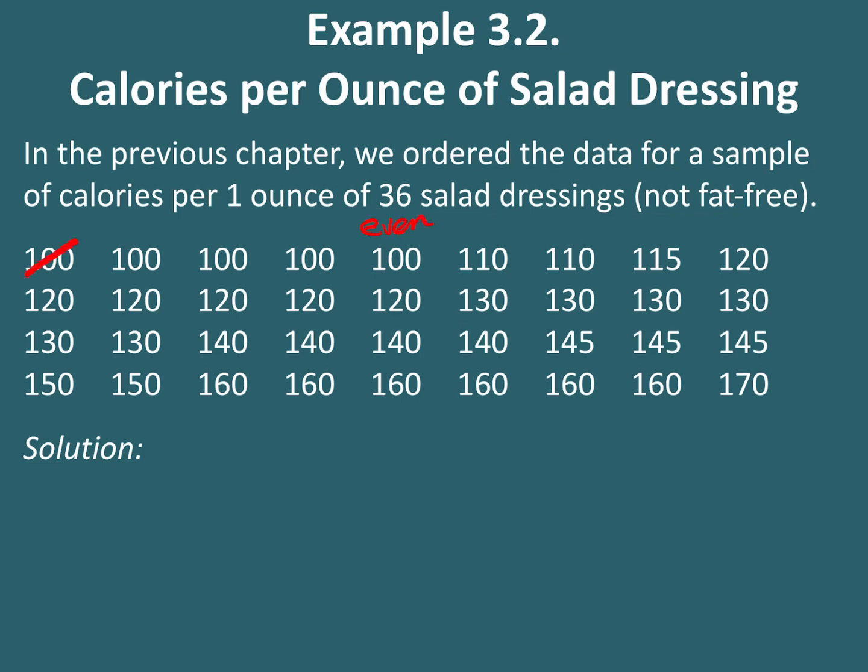That'll be 1, 2, 3, 4, 5, 6, 7, 8, 9, 10, 11, 12, 13, 14, 15, 16, 17, 18 is in the middle, along with 19. The 18th and 19th values are the middle two values of this even-numbered set of values. So we simply add those up, get 260, divide by 2, and we're back at 130.